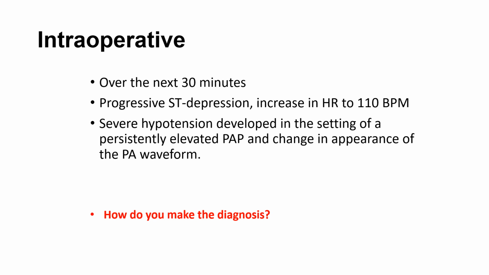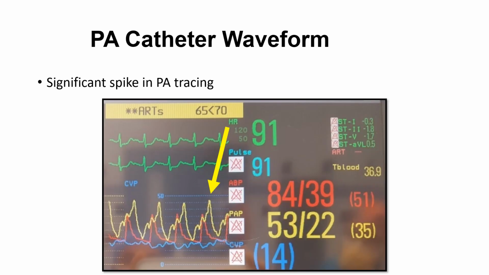Over the next 30 minutes, there was progressive ST depression, and the heart rate went up to 110 per minute. There was severe hypotension in the setting of persistent elevated PA pressure, and a change in the appearance of the PA waveform. Here we see the PA catheter waveform tracing while the patient was hypotensive, and we can see there is a significant spike in one of the waves. And now the question is, what is this wave? Is it the systolic pressure, or is it the V wave of the PA catheter tracing?